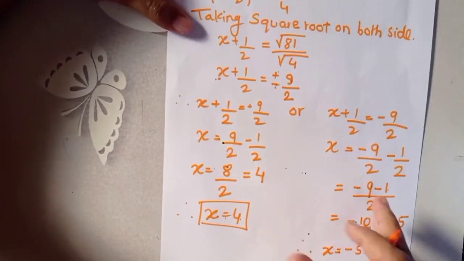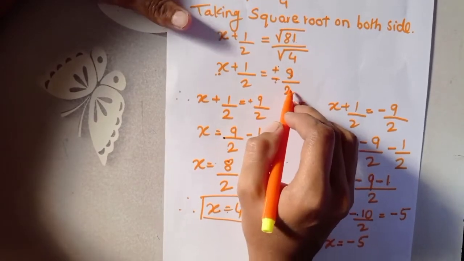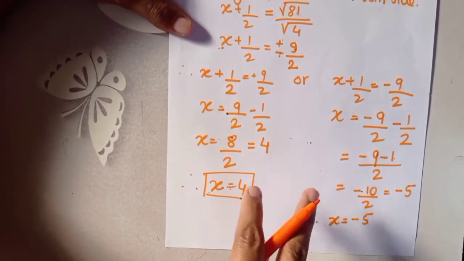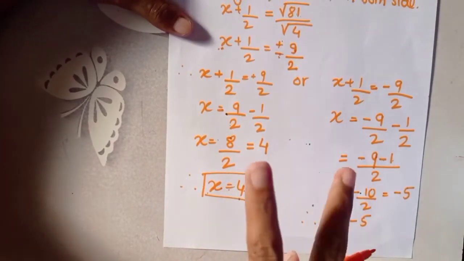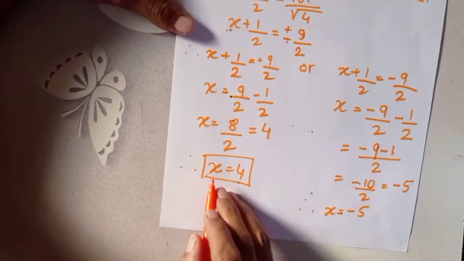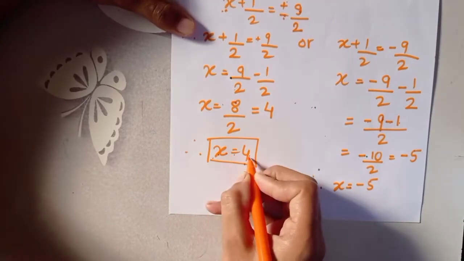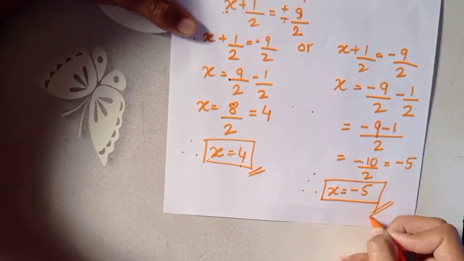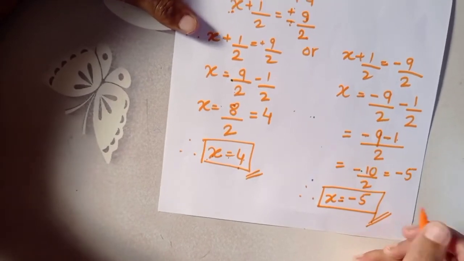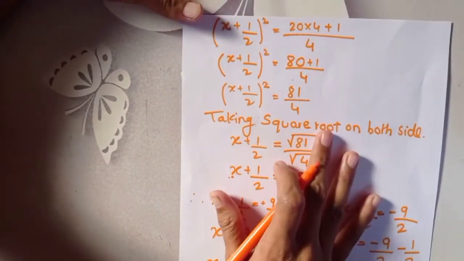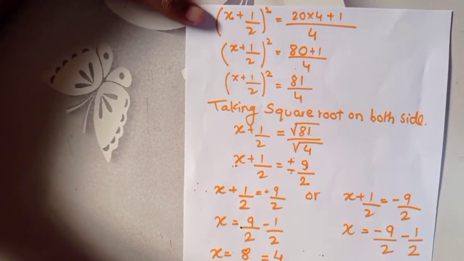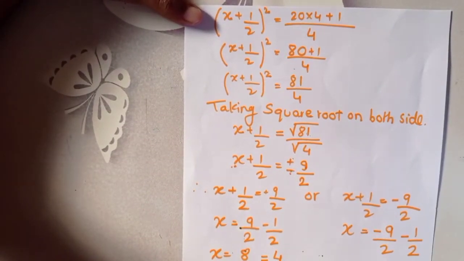If you had taken only plus 9 by 2, you would get only one solution of this equation, but this is a quadratic equation. We will get two solutions. Therefore, we have got here that x is equal to 4 and x is equal to minus 5. In this way we have solved by the completing square method. We will take one more example to understand much better.